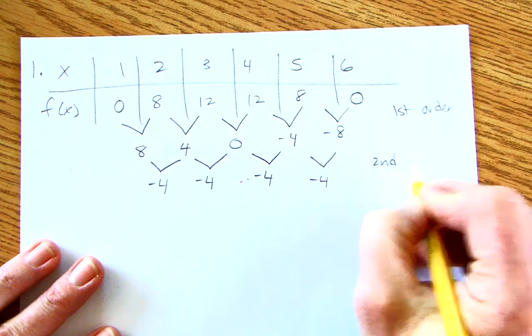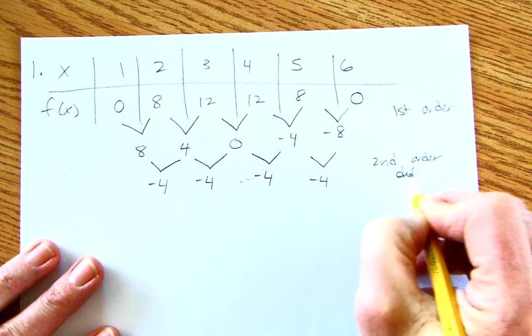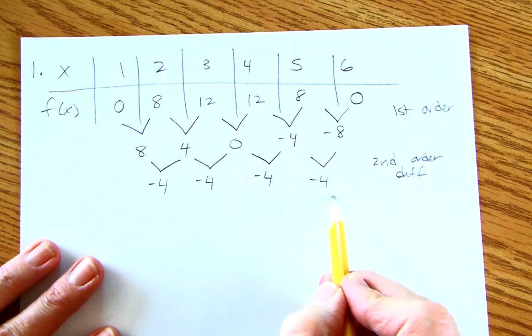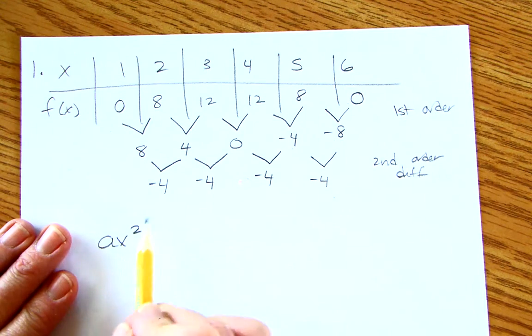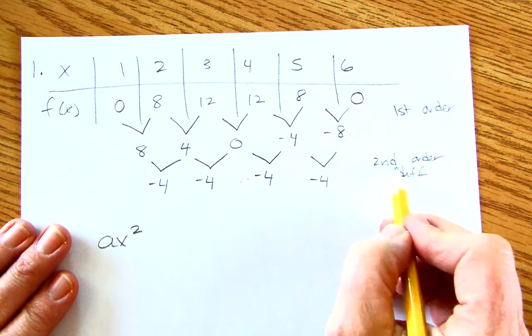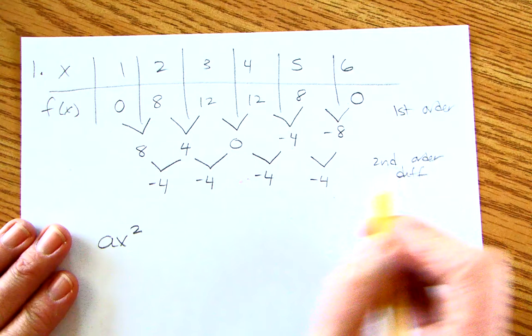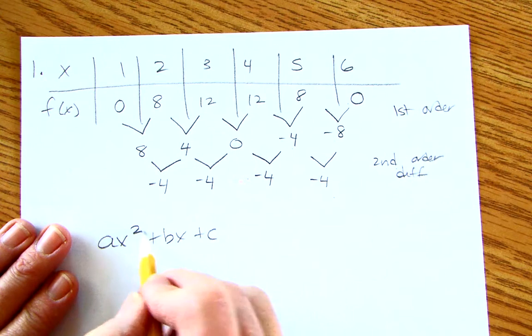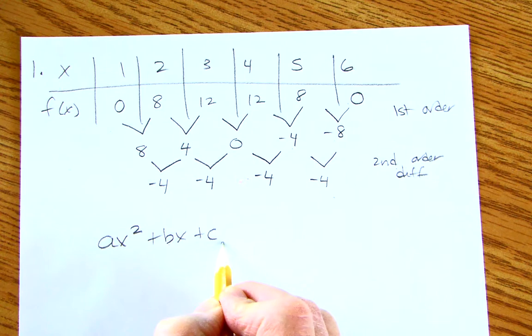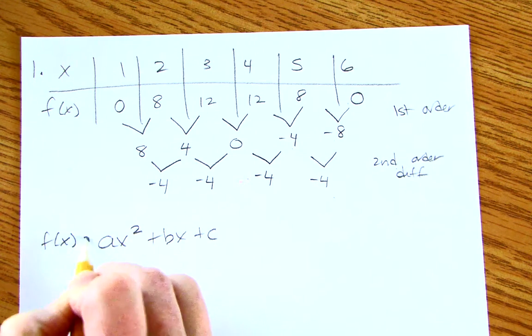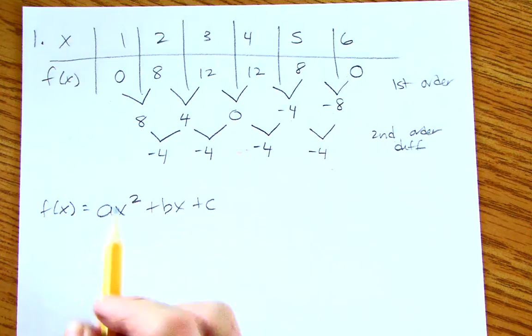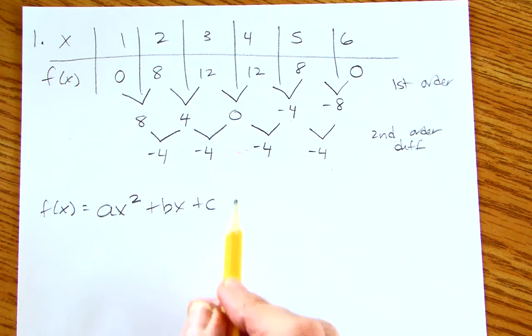So this is the second order difference. And by my second order difference, I get a constant. This tells me that my function must be of the second degree. Second order difference, second degree. So it must look like this, ax squared plus bx plus c. So I have three unknowns. I don't know what a, b, and c are. If I have three unknowns, I need three relationships.